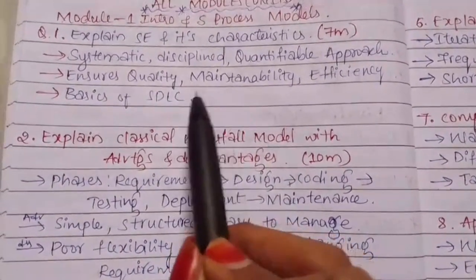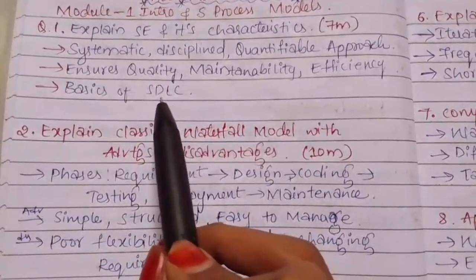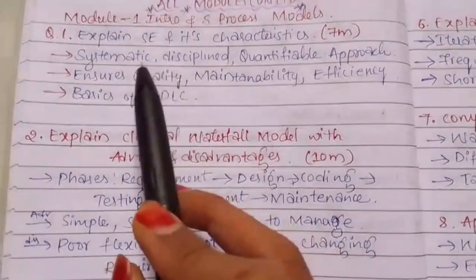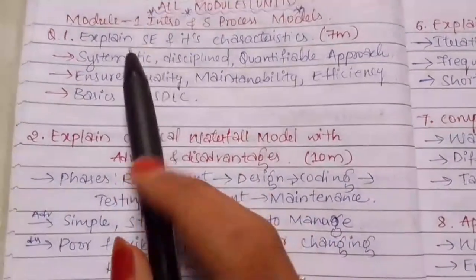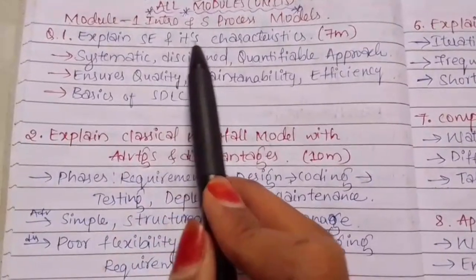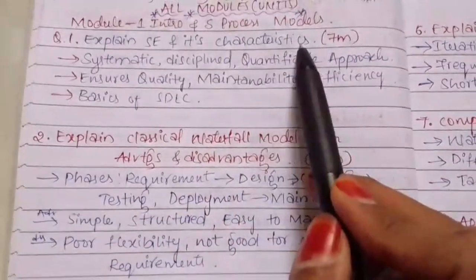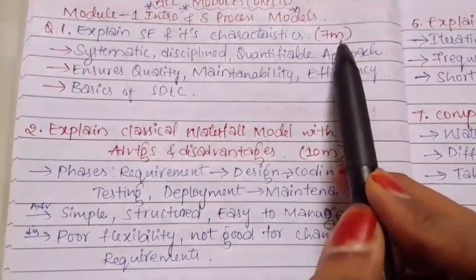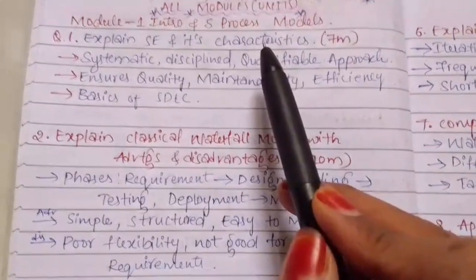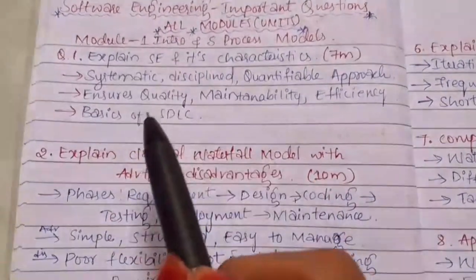You have to explain the basics of software development life cycle. This is the first question. Explain the software engineering and its characteristics. This is asked for 7 marks in previous year question papers in software engineering.